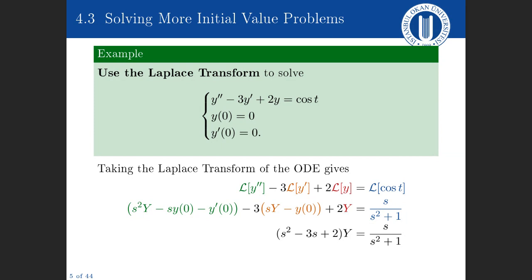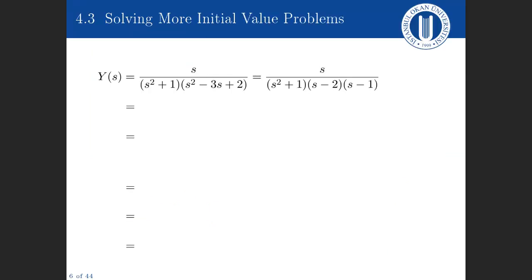Both of the initial conditions are 0 here, so we can forget about all of these terms. On the left side, we just have s squared minus 3s plus 2 times capital Y is equal to s over s squared plus 1. Divide both sides by s squared minus 3s plus 2, and we have a formula for capital Y. To be able to find the inverse Laplace transform of capital Y, we're going to need to use partial fractions.